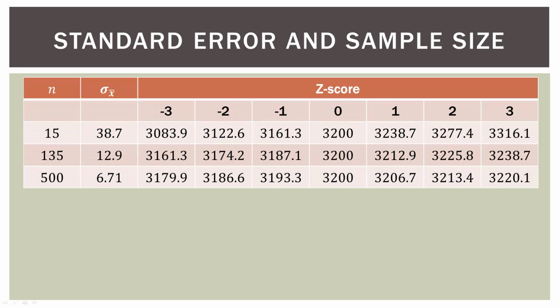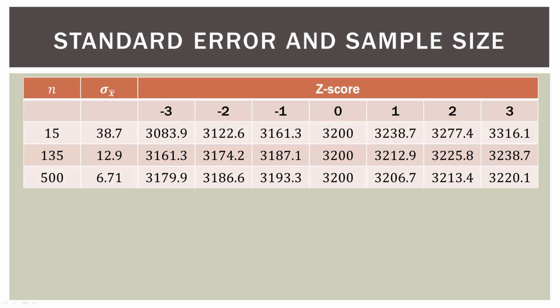Now if I do a chart to summarize everything, let's take a look at this. On the left-hand side we have our sample size n, so 15, 135, and 500. The next column is our standard error of the mean. We just figured those out, so 38.7 and so forth. Now what I did in the right-hand side of this chart is just transfer over the numbers from the standard deviations, or the z-scores. So for a sample size of 15, we had a standard error of the mean of 38.7, and then when we did the addition and subtraction, we came up with these numbers. And then we did the same thing for the next sample size and then the 500 sample size.